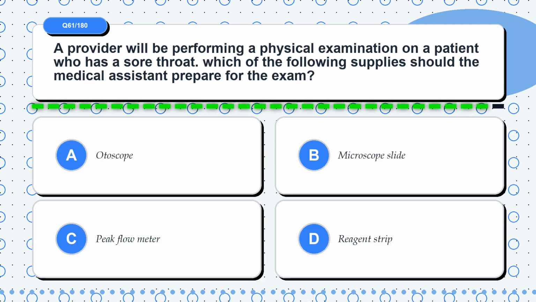Question 61. A provider will be performing a physical examination on a patient who has a sore throat. Which of the following supplies should the medical assistant prepare for the exam? Here are the options. Option A. Otoscope. Option B. Microscope slide. Option C. Peak flow meter. Option D. Reagent strip.